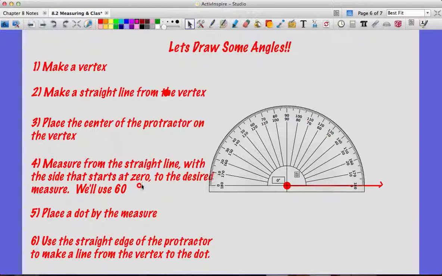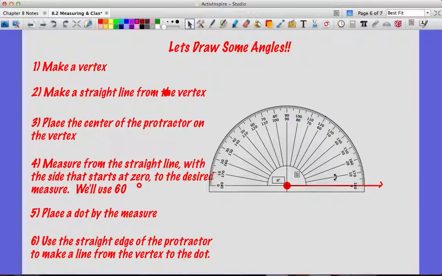For this angle, we're going to use the example 60 degrees. So we're going to start at 0 and we're going to go all the way up to 60 degrees. Once you get to 60 degrees, you want to make a mark to note that that is where you want to draw your straight line to.